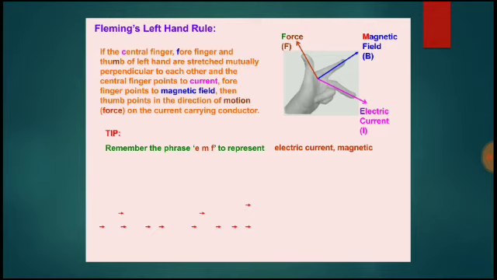This is the statement in general: the central finger, the forefinger and the thumb of the left hand are stretched mutually perpendicular to each other, and the central finger points to current, the forefinger points to magnetic field, and the thumb points in the direction of force on the current carrying conductor. Force, magnetic field and electric current.